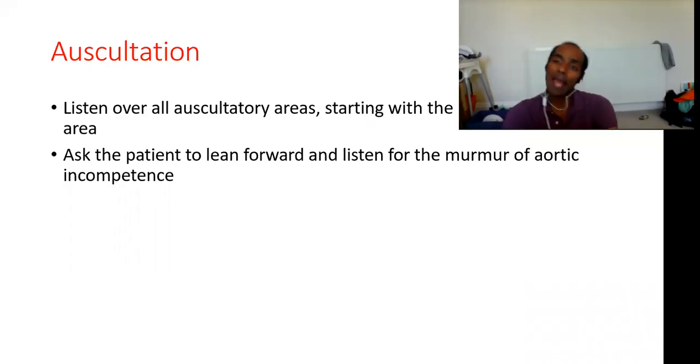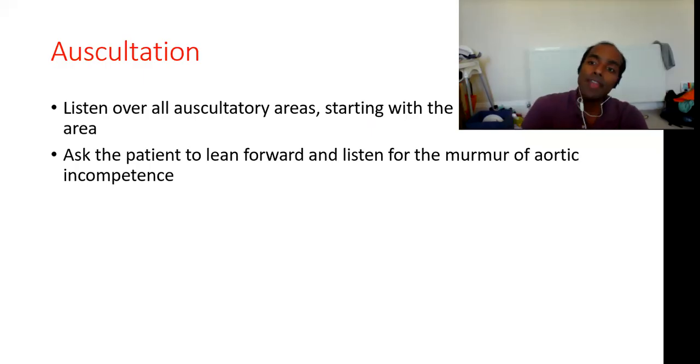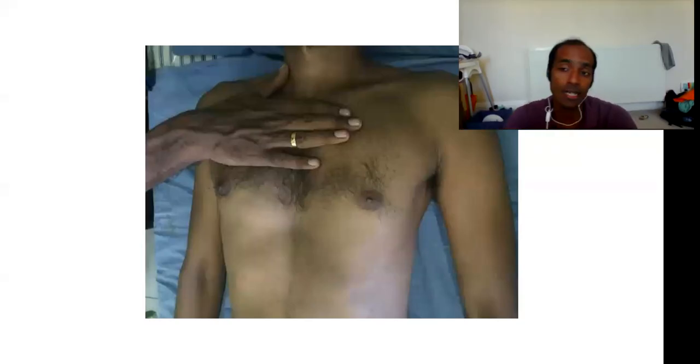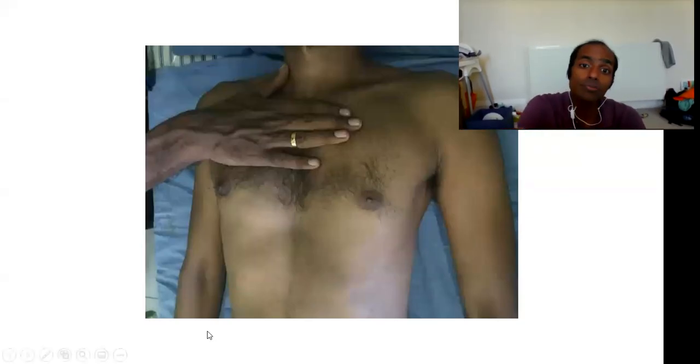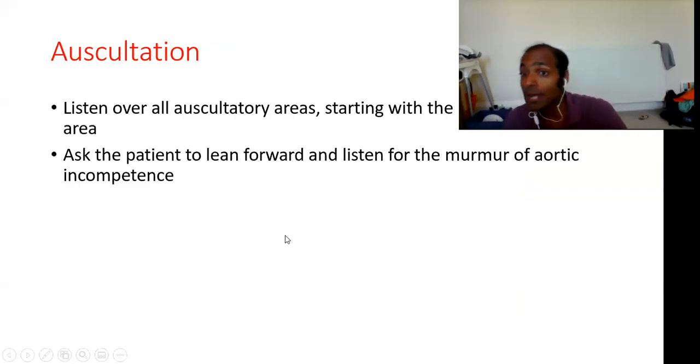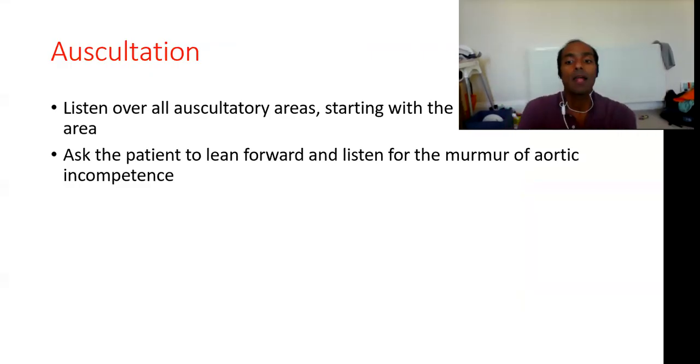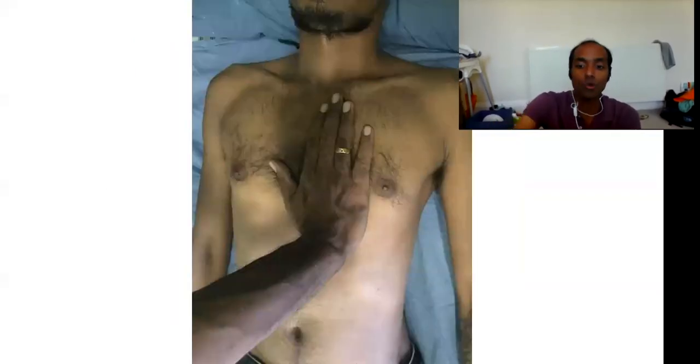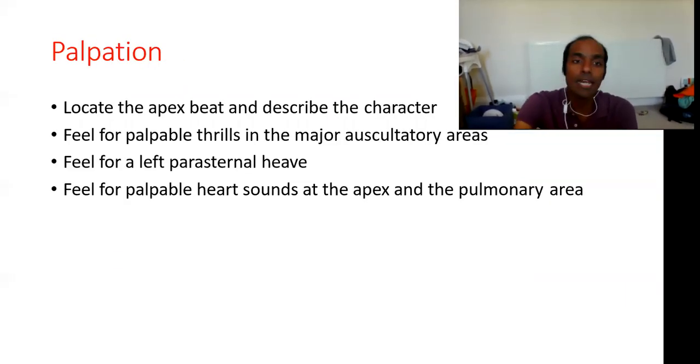Now the last, palpation is very easy. In palpation, you're focusing on the apex beat, counting the position of the apex beat, and then also commenting about the character: tapping, thrusting, or heaving. Then you go on to palpate all the major auscultatory areas for thrills. And then feel in the pulmonary area, which is basically the left upper sternal edge, for a palpable second heart sound. A palpable second heart sound will indicate pulmonary hypertension. And then parasternal heave, I have shown you how to do. So these are the techniques of palpation.